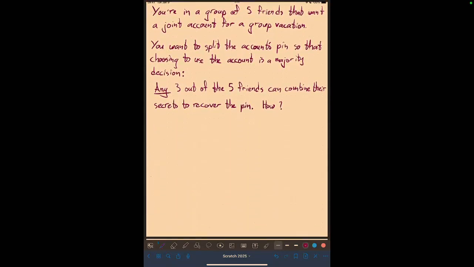Let's say you're now in a group of 5 friends, and you want a joint bank account for a group vacation. And you want to split the account's PIN so that to choose to use the account, to choose to go on a vacation, you need a majority vote. That is, any 3 of the 5 friends can combine their secrets to recover the PIN.